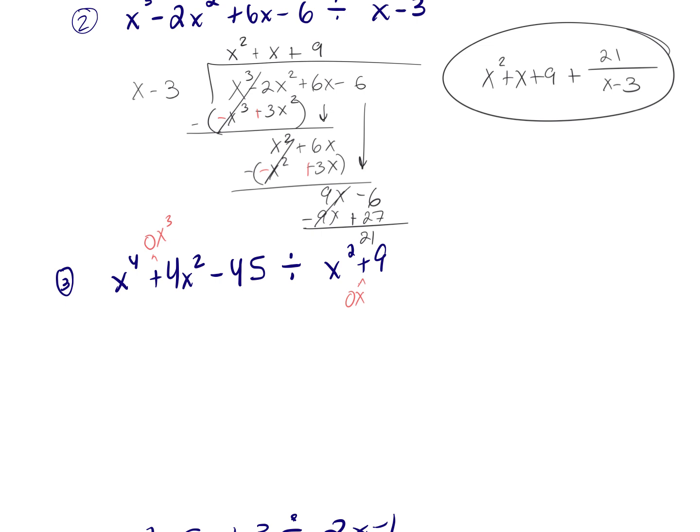So I'm going to go ahead and write x to the fourth plus 0x cubed plus 4x squared plus 0x minus 45. I also added a 0x right here because we don't have one. I just want to make sure I go down the problems by degree. So now here we have x squared plus 0x plus 9.